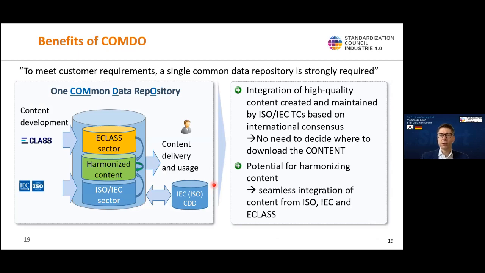And also there is a potential for harmonized content, which is indicated here. So once we identified content which is the same or more or less the same in the E-class sector and in the IEC or ISO sector, we can develop harmonized content out of this. And this arrow indicates it's also possible to update this harmonized content. So once the harmonization is done, we can update the harmonized content, and here we avoid that the content diverges again, and we have again to do a remapping.